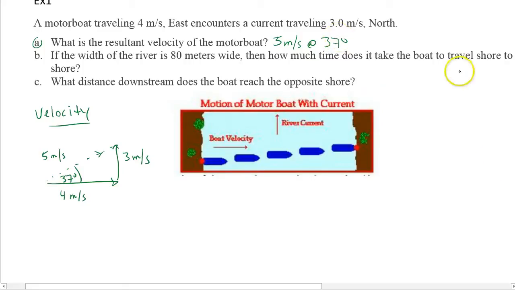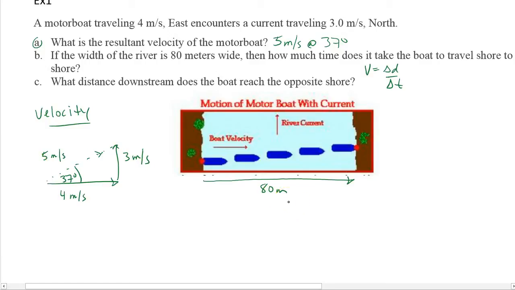Now B says if the width of the river is 80 meters wide, how much time does it take the boat to travel shore to shore? The hint that they gave us already is that we're going to be using V is equal to delta D over delta T. So if the width is 80 meters wide, in other words, the distance from here to here is 80 meters. That's the displacement I should say that the boat is going to be taking. You'll notice one thing right away: this is a velocity diagram and there's no 80 meters on it.